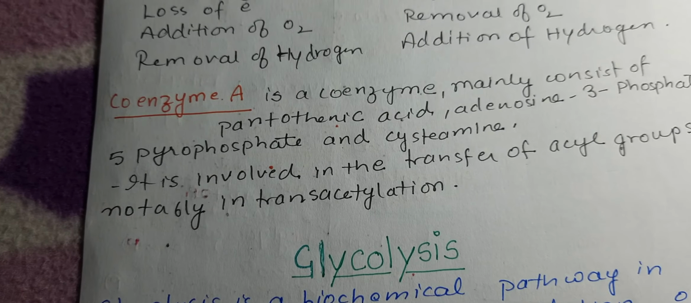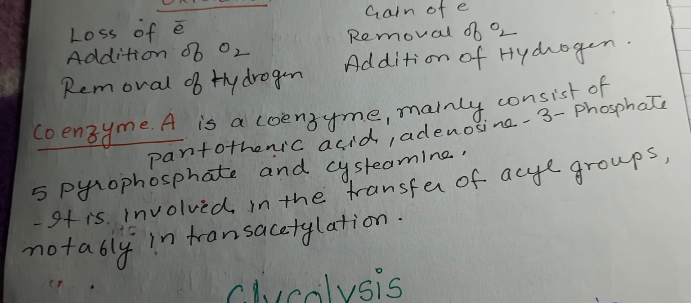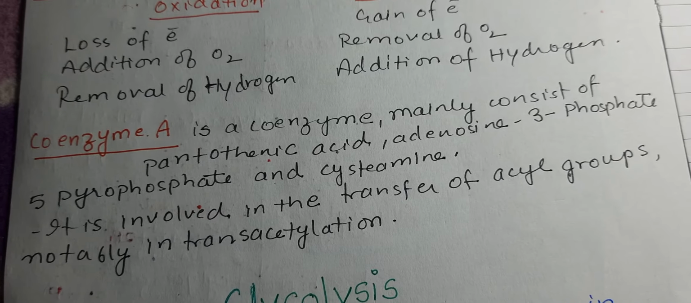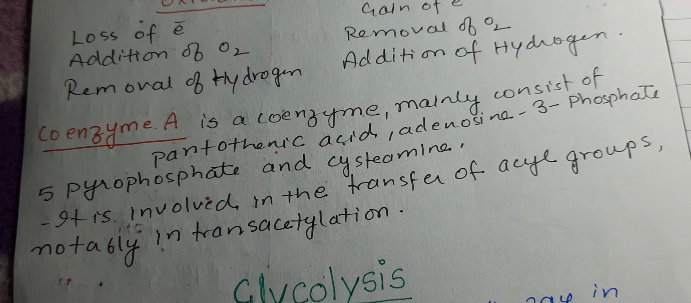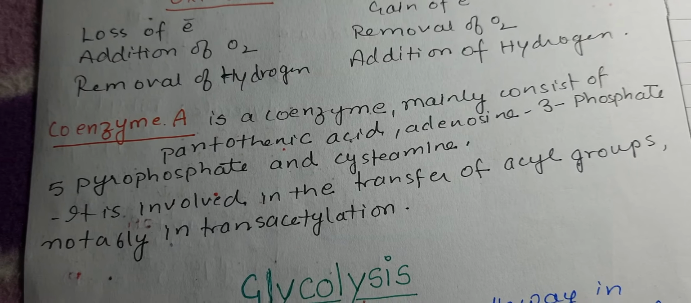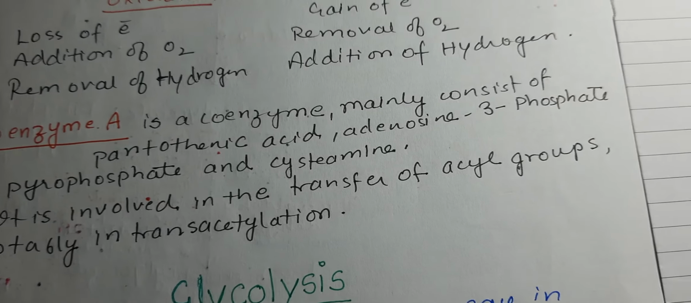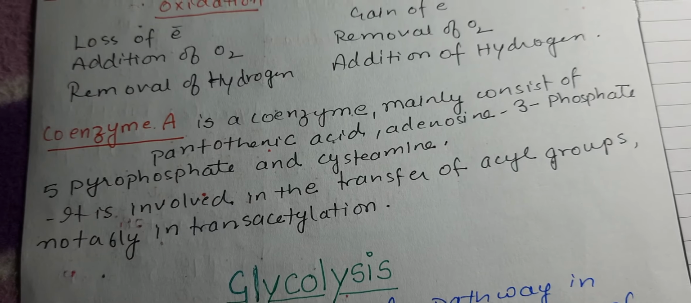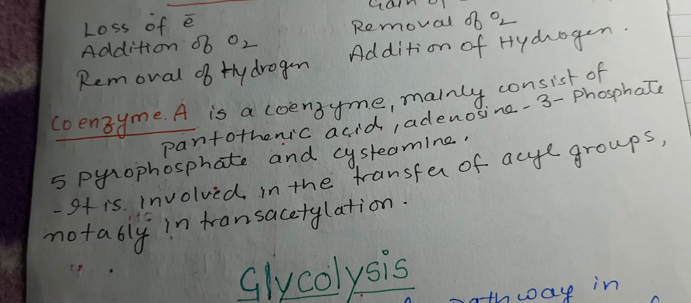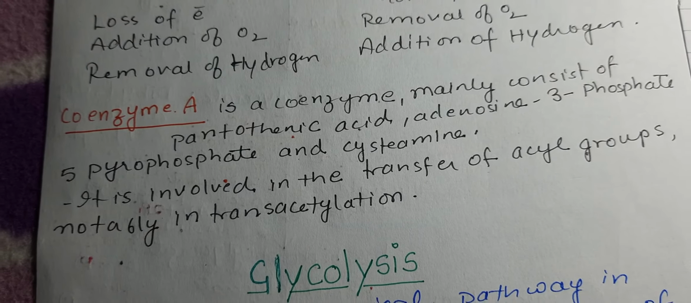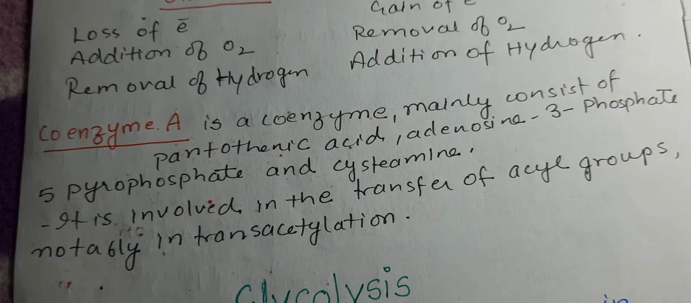Now coenzyme A. Coenzyme A is basically a coenzyme, mainly consisting of pantothenic acid, adenosine 3-phosphate, 5-pyrophosphate, and cysteamine. It is involved in the transfer of acyl groups, notably in transacylation reactions. So wherever there is transacylation, coenzyme A plays an important role.